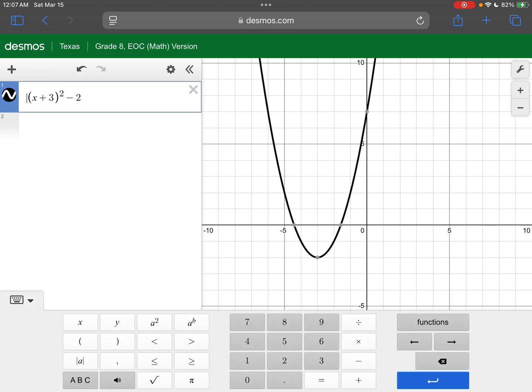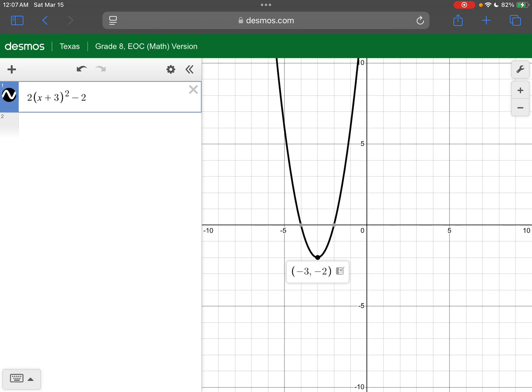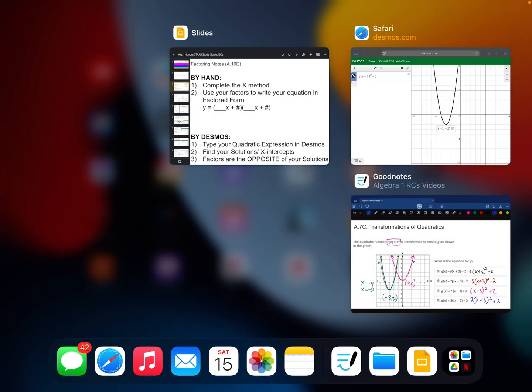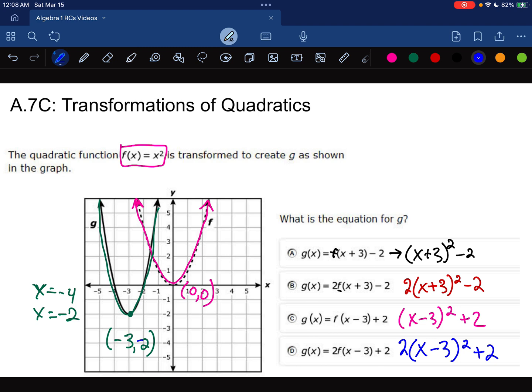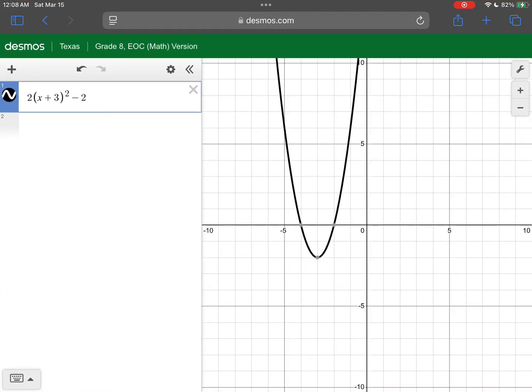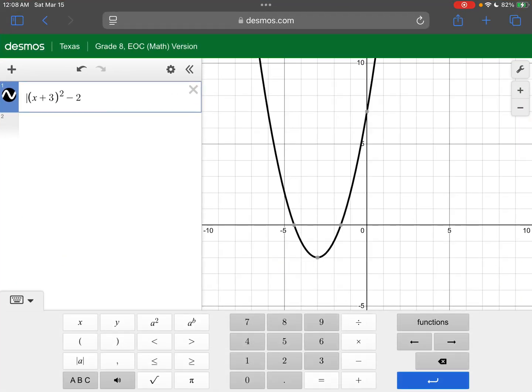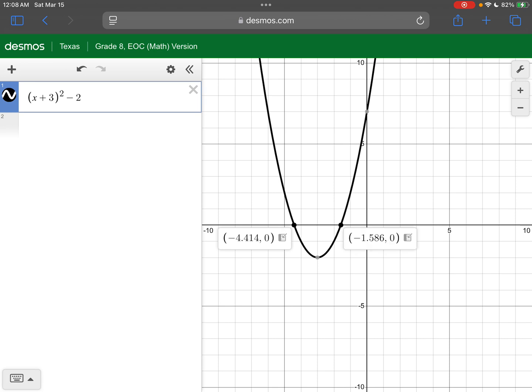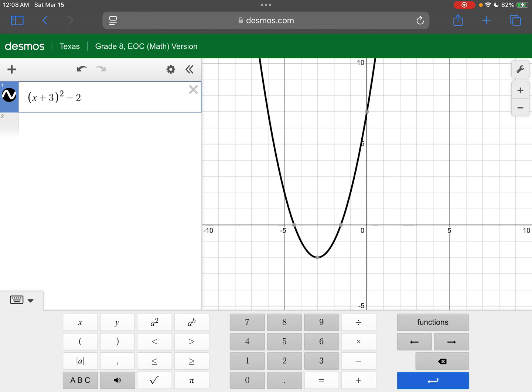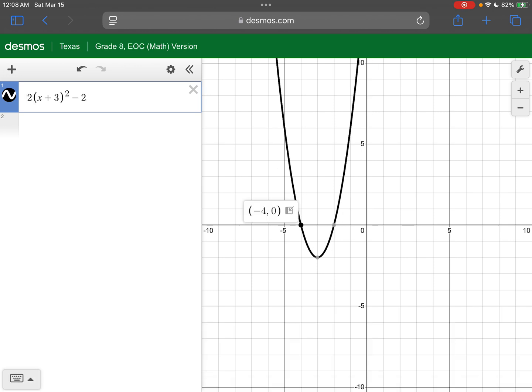This one was 2. But what's different? I have to make sure the solutions are different. So my solutions should now be -4 and -2. So let's go back. Let's remove that 2. My solutions are, nope. My vertex was the same, but my solutions weren't. Let's try it with 2. All right, -4 and -2.